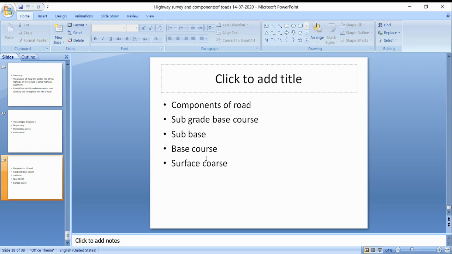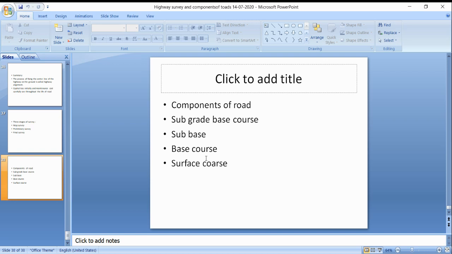The formation line should pass through the predetermined levels and the control points, such as cross drainage works, railway crossings or navigations. Those points we have to see. So these are the points we have to remember at the time of laying the alignment.